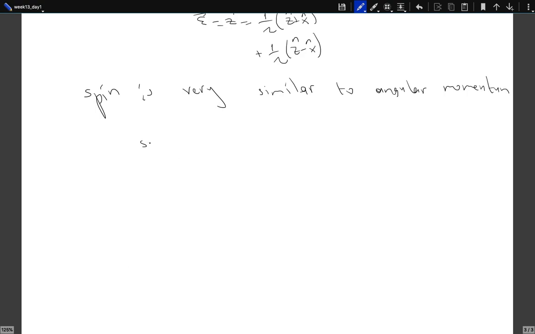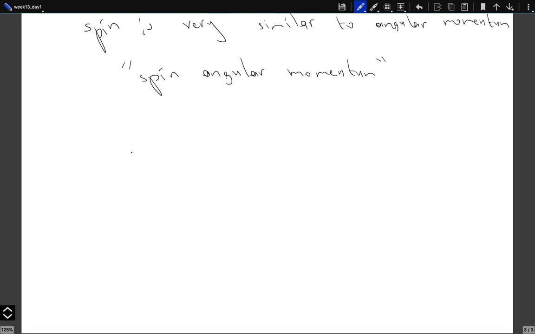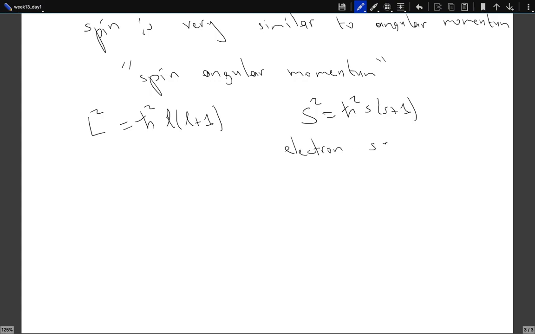And in fact, it is why it is called the spin angular momentum sometimes. The other one is the orbital angular momentum. This one is the spin angular momentum. And just like L squared can take values ħ² L(L+1), S squared can take values ħ² S(S+1). And for the electron, S is equal to 1/2.